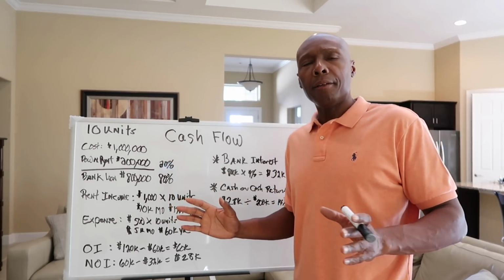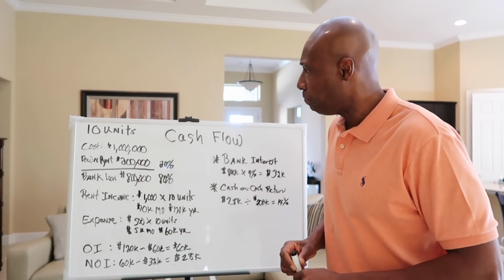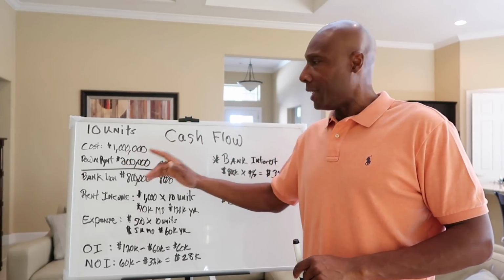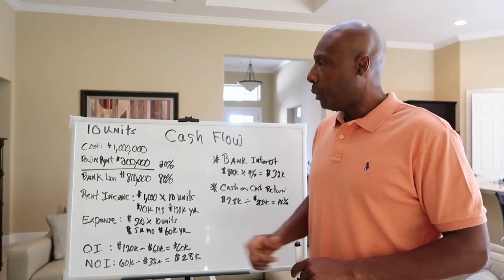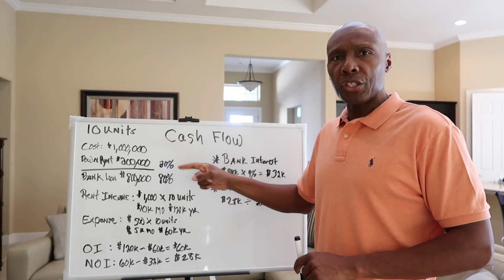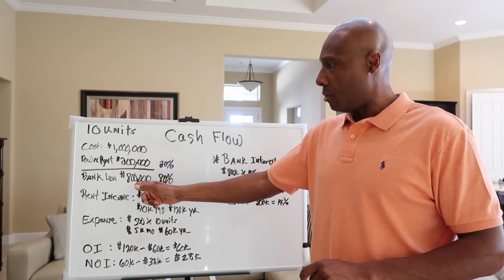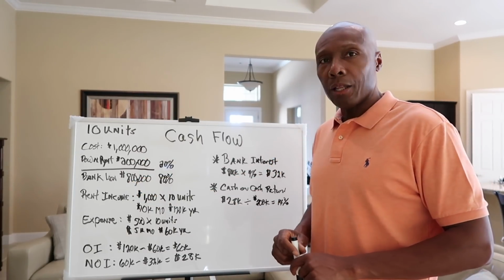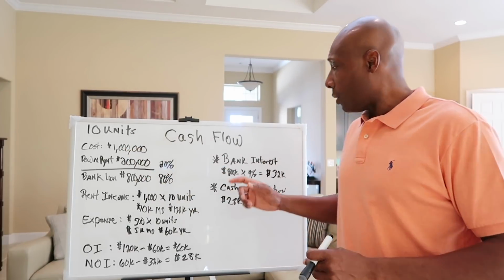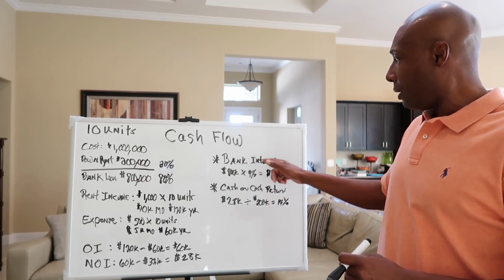So we're looking at $100,000 per unit. Now you're going to go out and find a bank loan that's going to require you to put $200,000 down, which is 20% of your cost. And then you're going to get this bank loan for $800,000 or 80% of your cost. Now we're going to assume you're going to get a 4% interest rate, which is right here on the bank interest.